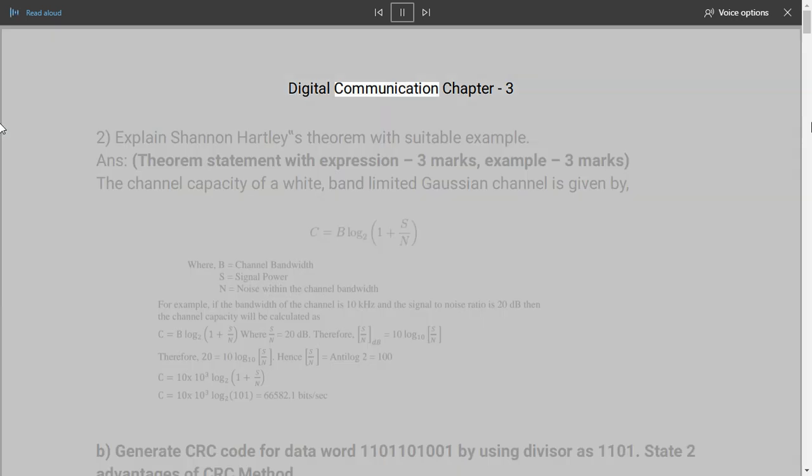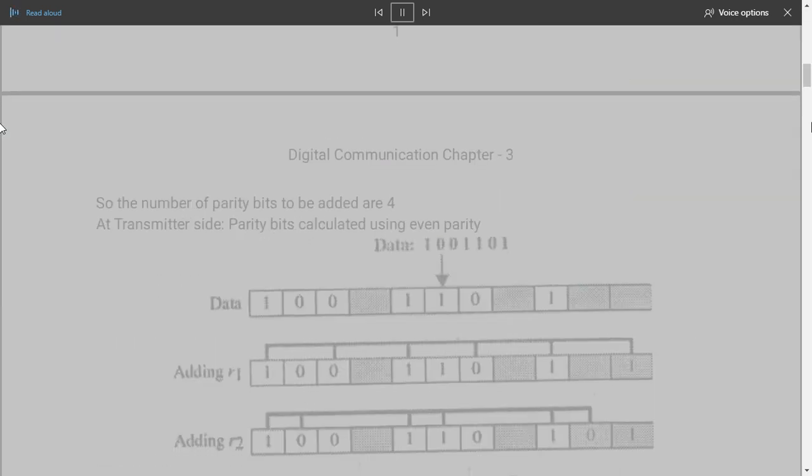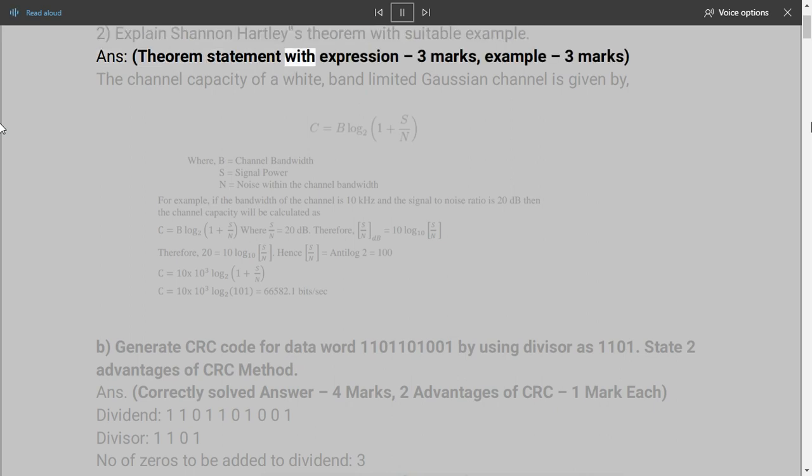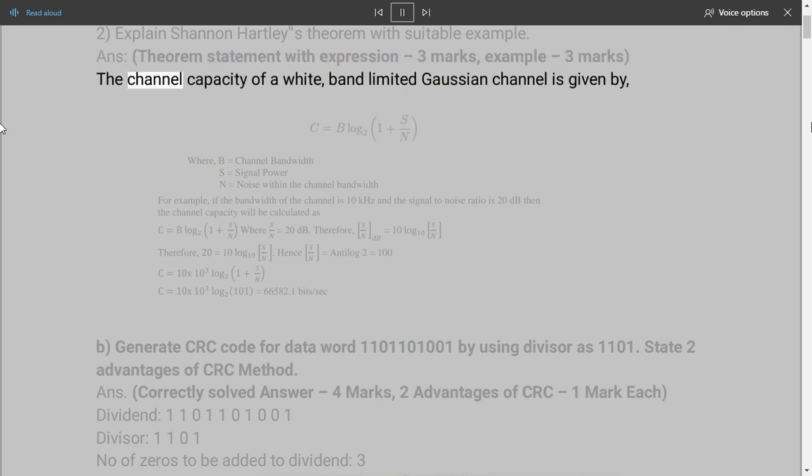Digital Communication Chapter 3. 1. 2. Explain Shannon-Hartley's theorem with suitable example. ANS: theorem statement with expression, 3 marks; example, 3 marks. The channel capacity of a wide, band-limited Gaussian channel is given by.